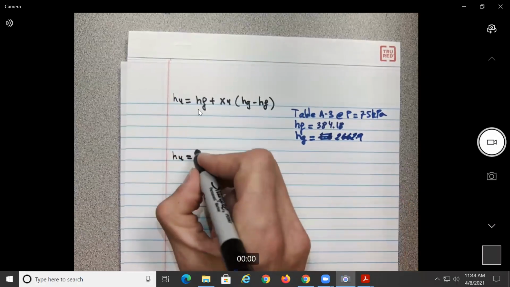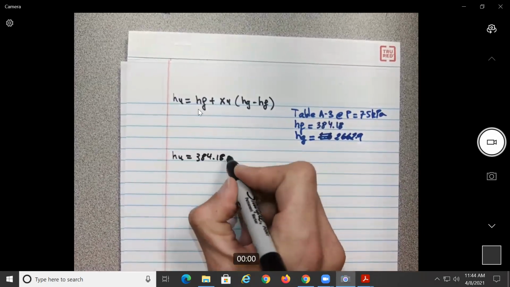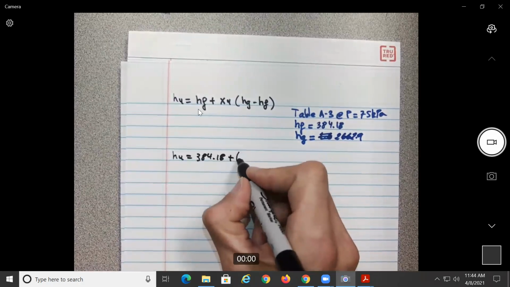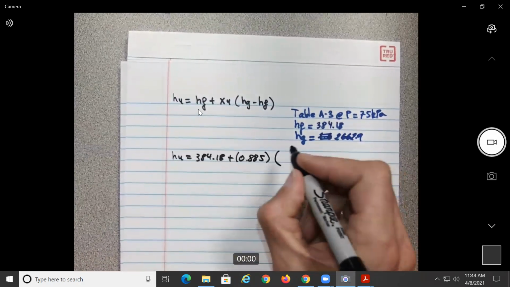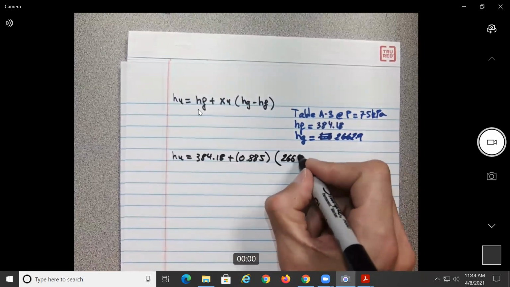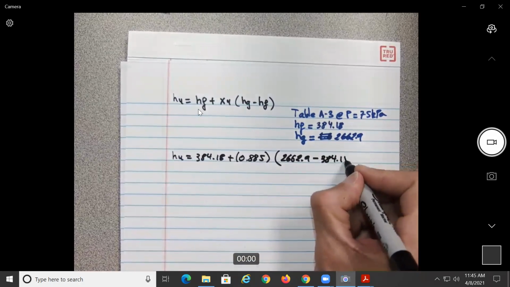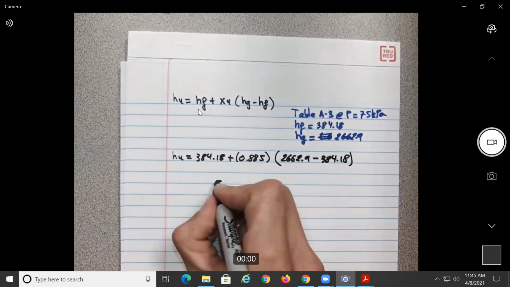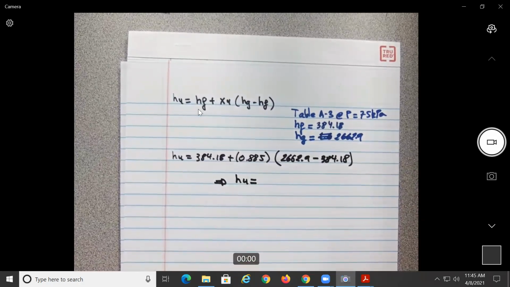It should be equal to 384.18, or I don't know, somebody said 384.15, but plus 0.885 times 2,662.9 minus 384.18. And this should give you H4.